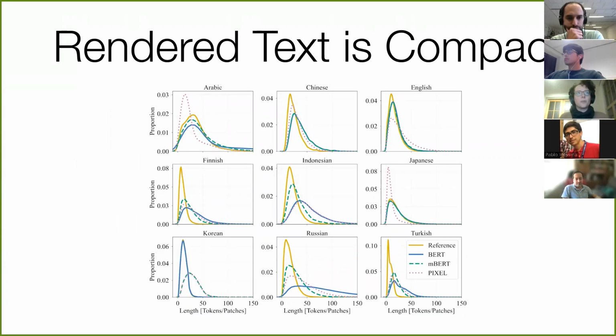The rendered text is compact. So here is the distribution of sentence length for universal dependencies treebanks in different languages, and it's a comparison of pixels. This pink dotted line, the reference, is the tokenization in universal dependencies, and then we have BERT and mBERT, and we see that for Arabic and Japanese, clearly pixel is a more compact representation than the rest, and in general, it's pretty compact.